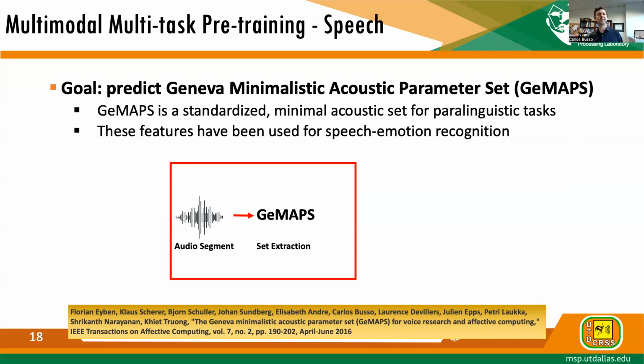The first one is related to speech. What we found is that if our output is the GeMAPS parameter set and we try to predict that by using audio, that leads to one of the best performances. This set is a standardized, minimal set that has been proposed for paralinguistic tasks.